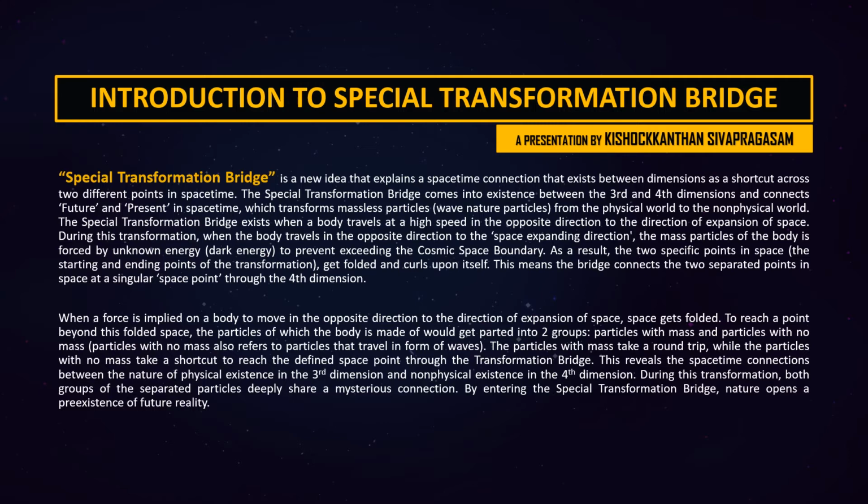To reach a point beyond this folded space, the particles of which the body is made would get parted into two groups, particles with mass and particles with no mass. Particles with no mass also refers to particles that travel in the form of waves. The particles with mass take a round trip, while the particles with no mass take a shortcut to reach the defined space point through the transformation bridge.